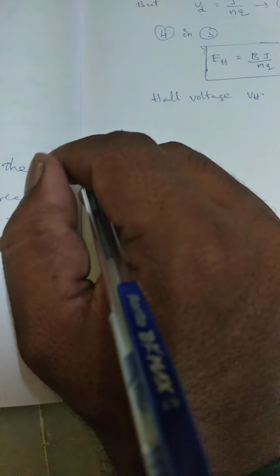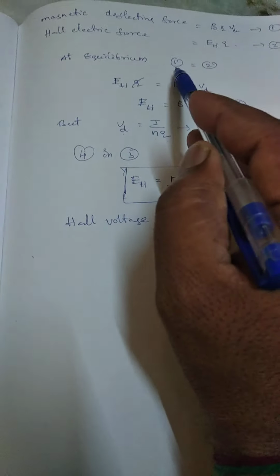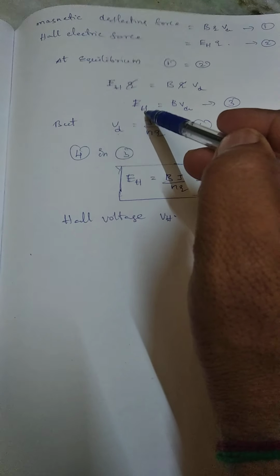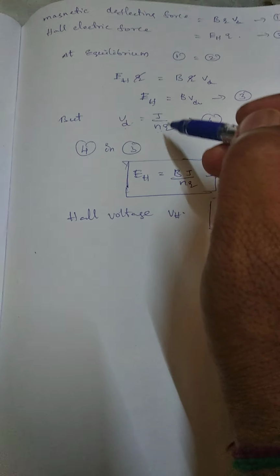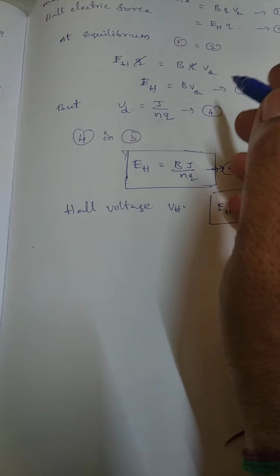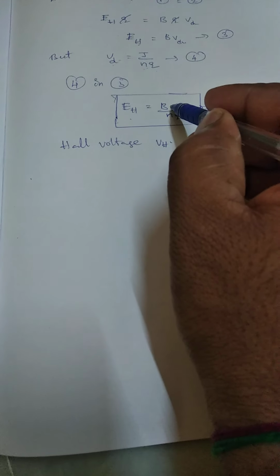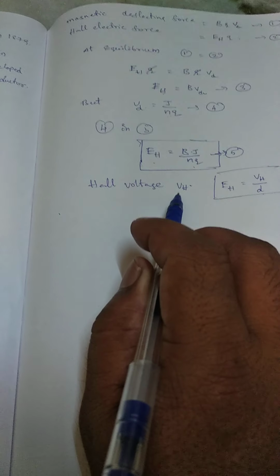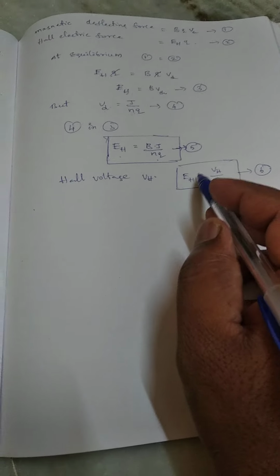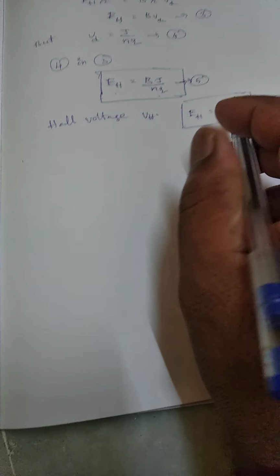Now once again, the magnetic deflecting force is equal to BQVD. The Hall electric force is equal to EHQ. At equilibrium, 1 is equal to 2. EHQ is equal to BQ into VD, so EH is equal to BVD. VD is equal to J by NQ, where VD is the drift velocity, J is the current density, N is the number of charge carriers, and Q is the charge. Substituting equation 4 in equation 3, EH is equal to BJ by NQ. Once we know EH, we can calculate the Hall voltage VH. The relation is EH is equal to VH by D, where D is the distance of separation between the two points.